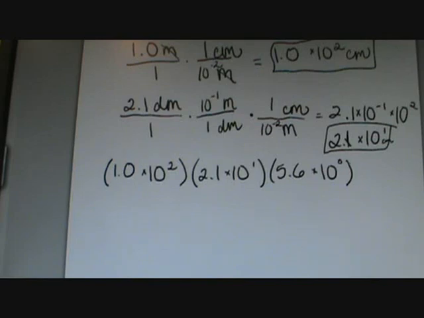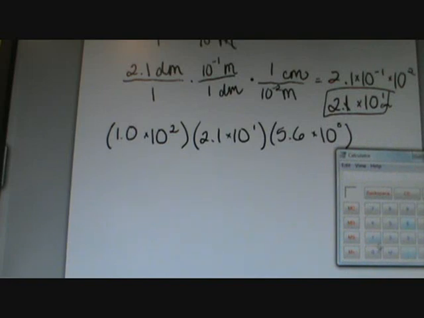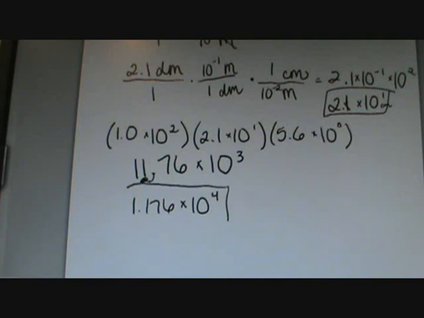Multiplying by 10 to the 0, 10 to the 0 is just 1. So we're not changing this number at all, we're just adding that so that we'll have an exponent to add whenever we're multiplying in scientific notation. So we multiply our significands, 1.0 times 2.1 times 5.6, and we're going to get 11.76. And then we're going to add our exponents. So we're going to have times 10 to the 2 plus 1 plus 0, times 10 to the third. But our decimal isn't in the right place since we're moving it to the left, and the left increases our exponent because it's left larger. We're going to have 1.176 times 10 to the fourth centimeters cubed.